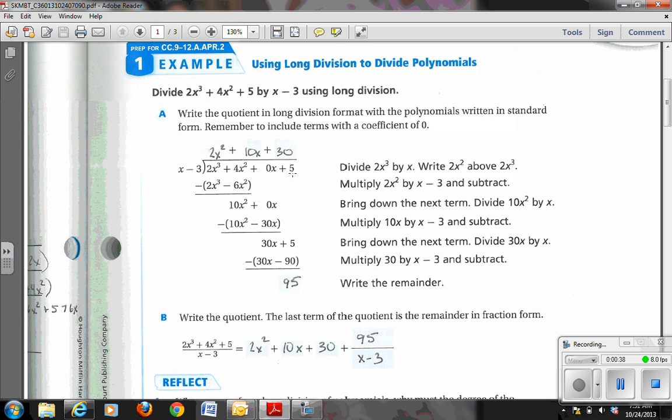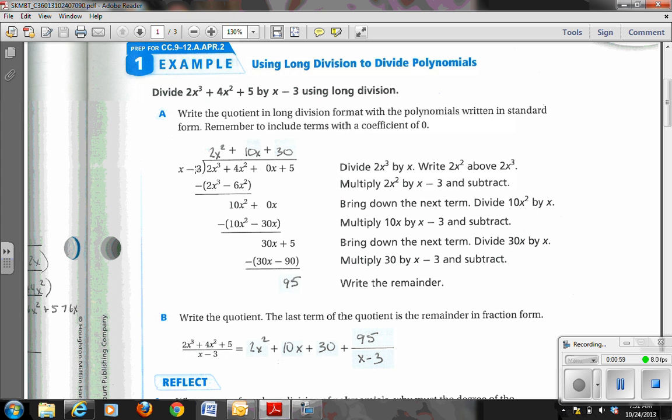So here's our trinomial. First thing to realize though is that if you're looking at the powers of x, x to the first power is missing here. It goes straight from x squared down to the constant term. So when we're dividing, we do want to put in the placeholder 0x to the first. Now the divisor, x minus 3, is going to go out in front.